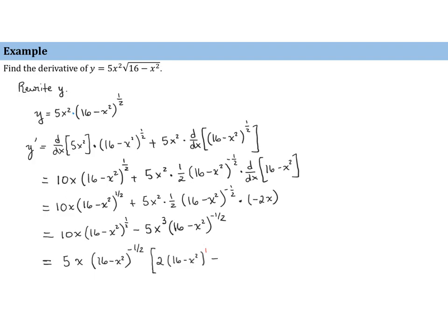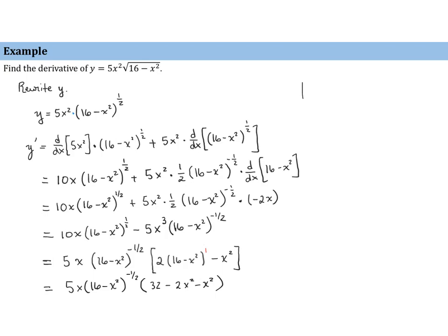Minus, now we factor out the 5, we'll be left with an x squared, and we factor out all of the 16 minus x squared to the negative 1/2. And so we have 5x, 16 minus x squared to the negative 1/2 times 32 minus 2x squared minus x squared.